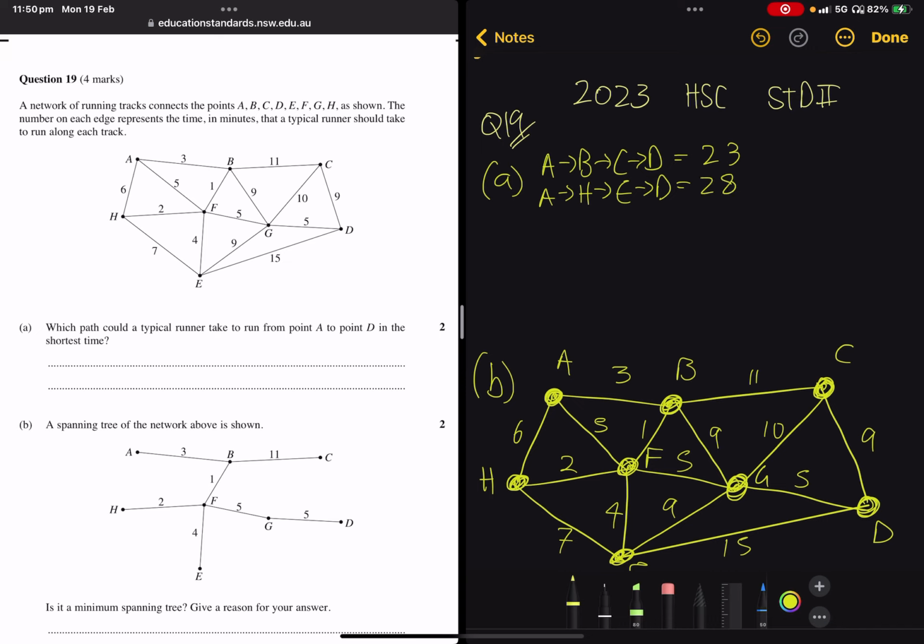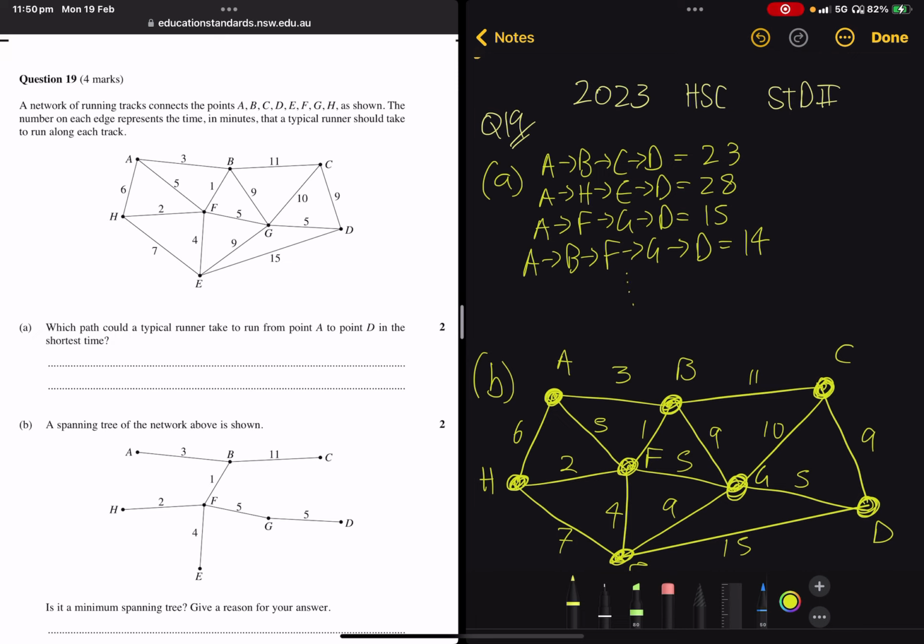We could have a middle path that sort of goes through the center, A to F to G to D. 5 plus 5 plus 5, that's 15. So 15 looks like the best path so far. However, if we notice at the start, instead of going from A to F, we could go from A to B to F, and that's slightly faster. We could instead have A, B, F, G, D. This is 3 plus 1 plus 5 plus 5, which is 14.